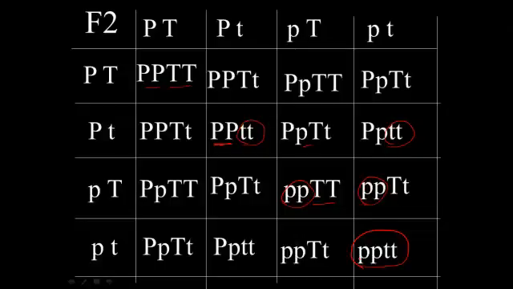So now what I need you to do after you complete your Punnett square is go through and get a total of all the different phenotypes.